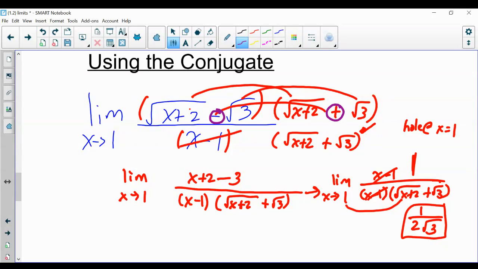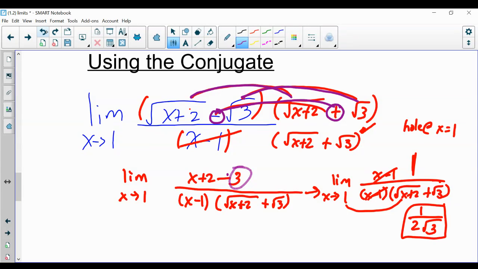Whenever you multiply conjugates, we know we end up getting the first number times itself, which is x plus 2, because the square root sign would cancel. And then a negative times a positive is negative. That's where that minus sign comes from. And then I would get the last number times itself. So square root of 3 times square root of 3 is just 3.